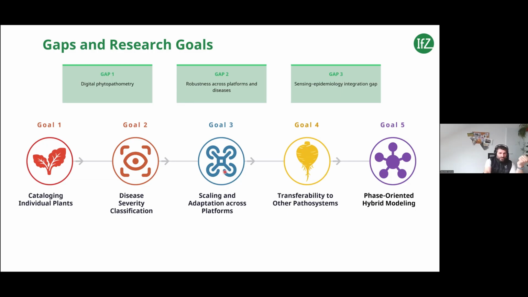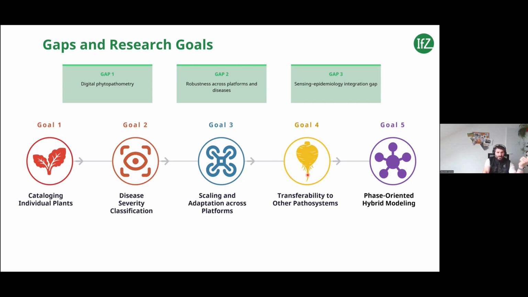The third one is scaling and adaptation across platforms, to test what is gained or lost when we move across sensing configurations, from UAV to satellite, changing the resolution, going from close range to the satellite, and checking whether these metrics remain comparable.